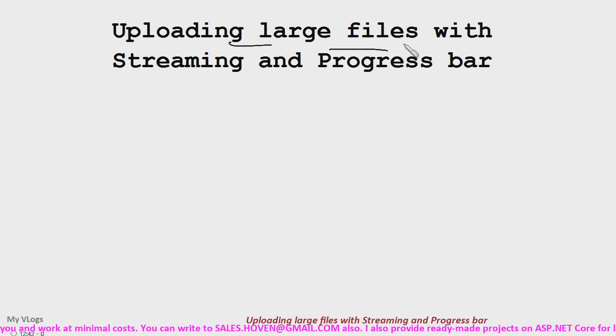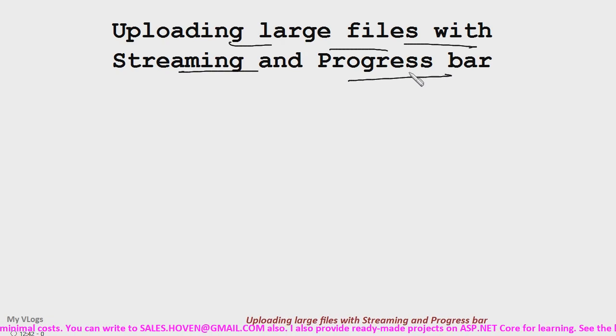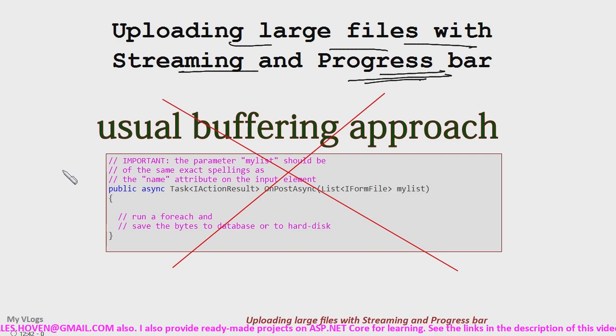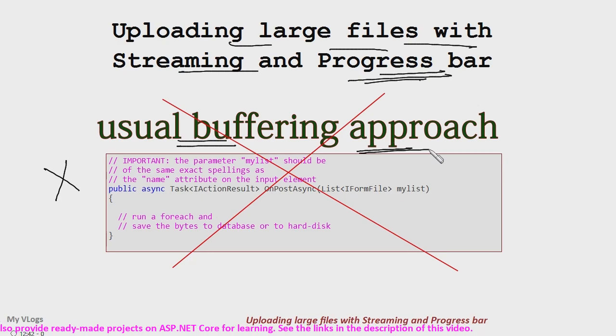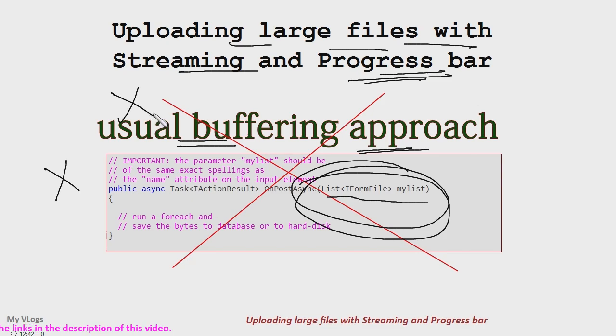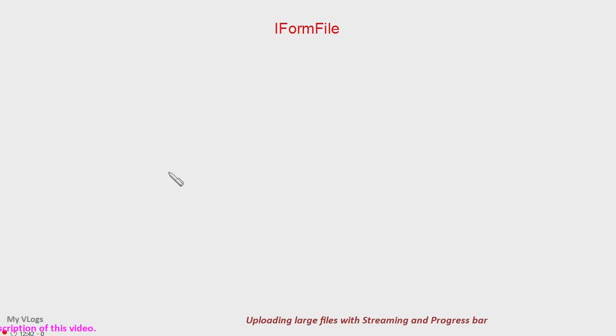Uploading large files with streaming and a progress bar. The usual approach is the buffering approach. We will not use that approach. This is the buffering approach. It uses IFormFile to upload files, but we will not be using this approach. Let me talk about the IFormFile approach first.